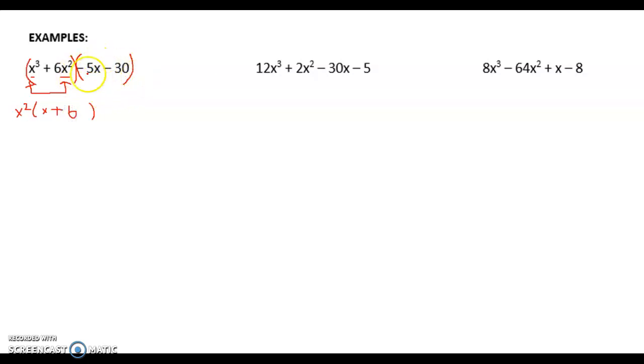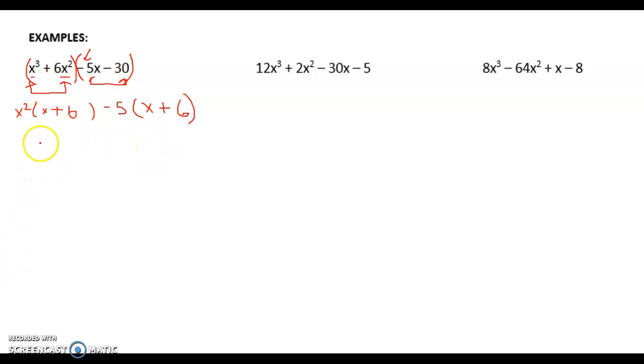Then I'm going to look at this second group and look for a GCF within it. I've got a -5 and a -30. I'm going to take out the negative and the 5, because the 5 is the GCF, but I'm going to take that negative in front. If I take out a -5, what I'm left with is x plus 6.